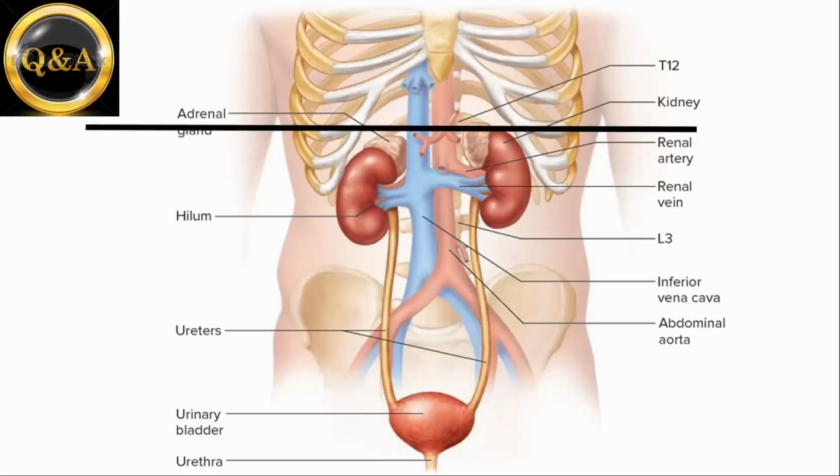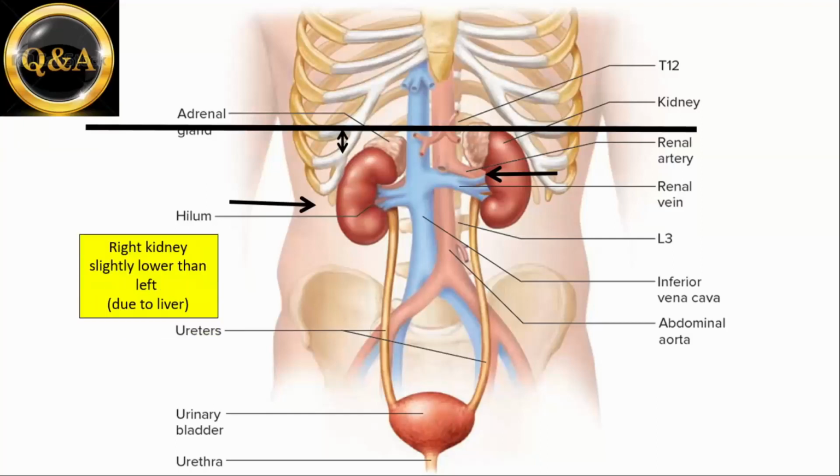What is this horizontal line? It is telling us that this line is at the upper pole of the left kidney, and it is showing that the right kidney is at a lower level than the left. This is the left kidney, and this is the right kidney, and the right kidney is slightly lower than the left because of the position of the liver.